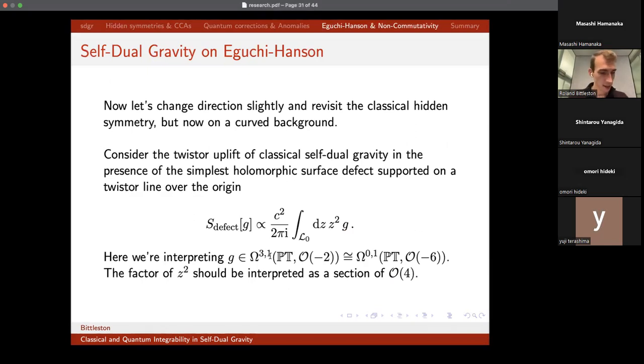Okay, I guess we're coming to the end. We don't have that much more time, but I want to briefly talk about curved backgrounds. So now I'm going to change direction, forget the quantum corrections that I've just been discussing, and think about the classical hidden symmetry, but now on a curved background.